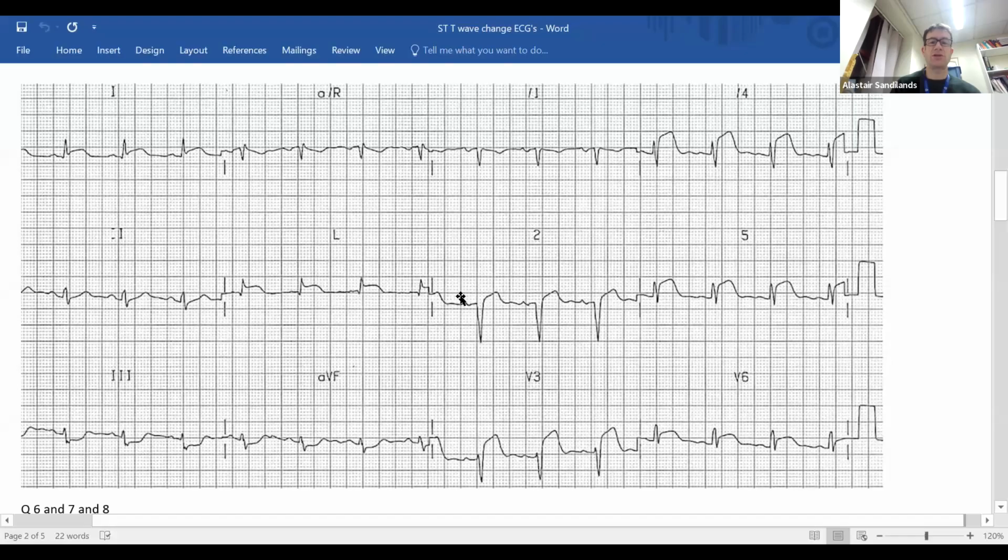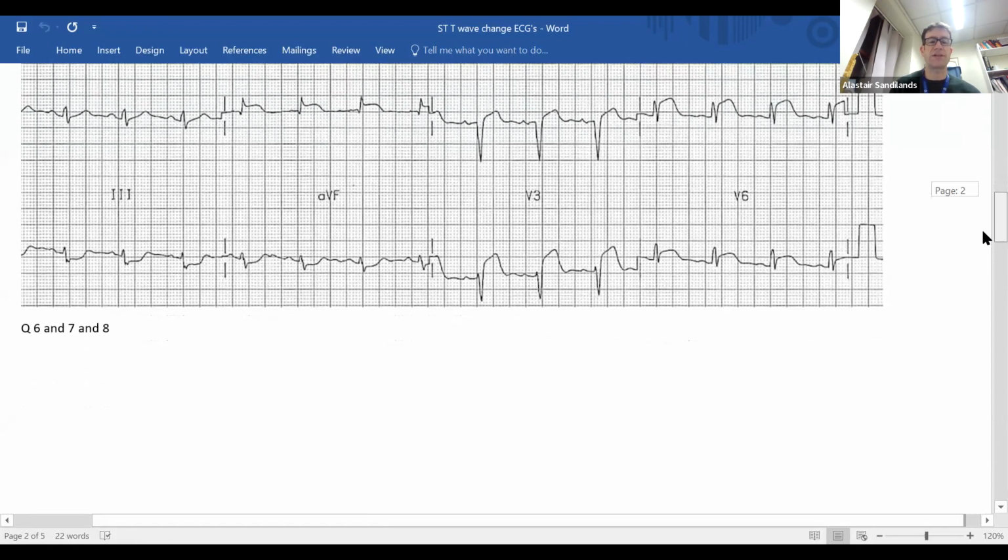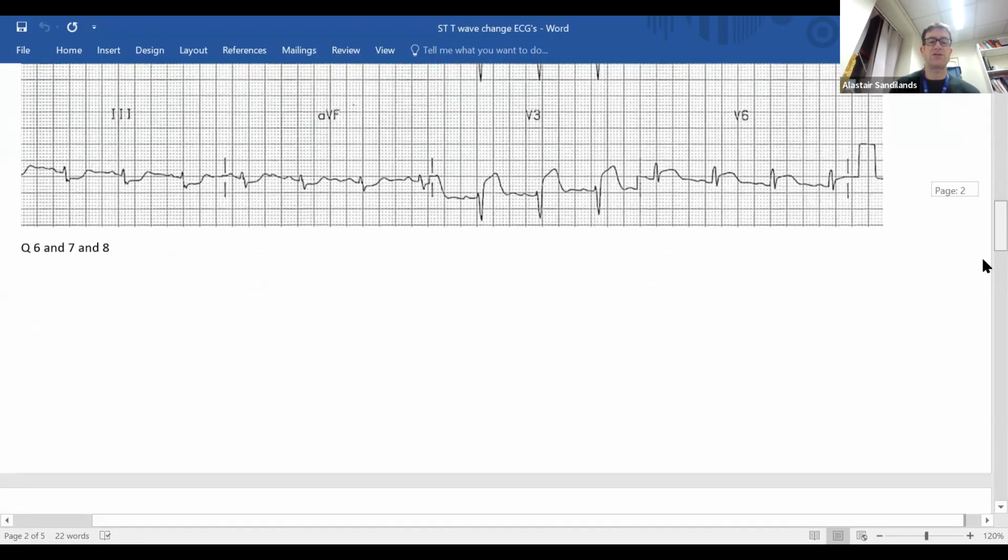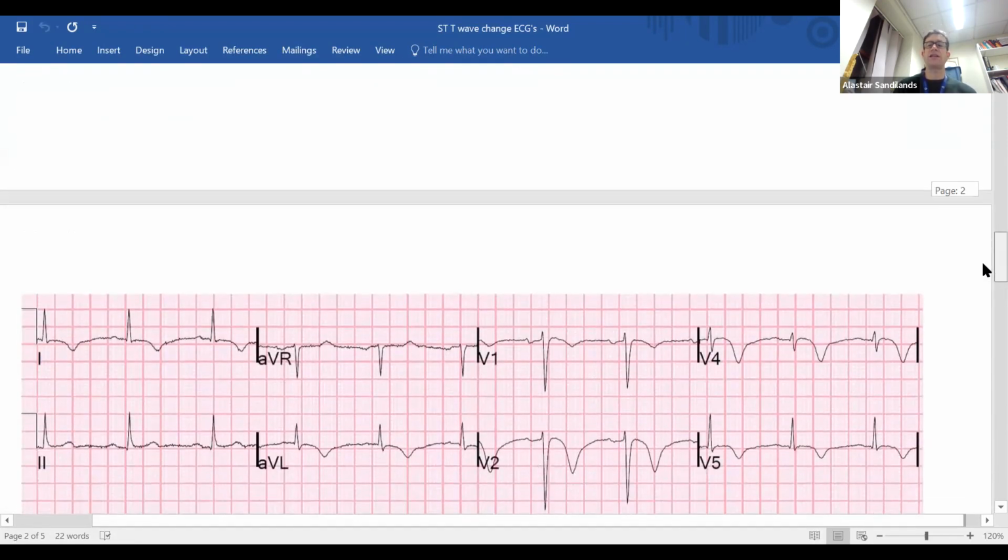So 1, 2, 3, 4, 5, 6, 7 ST elevations. We've got inferior reciprocal changes of ST depression. Okay, anterolateral STEMI and left anterior descending artery. Okay, that's 6, 7, and 8. So this is your ECG for 9 and 10.